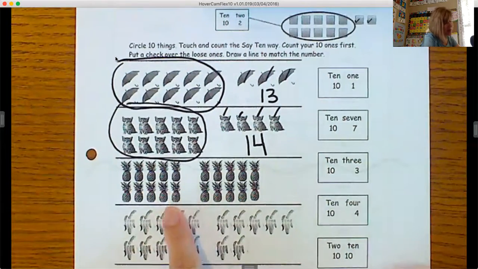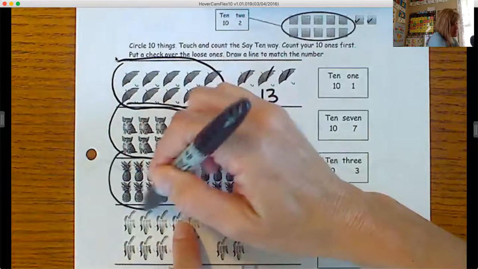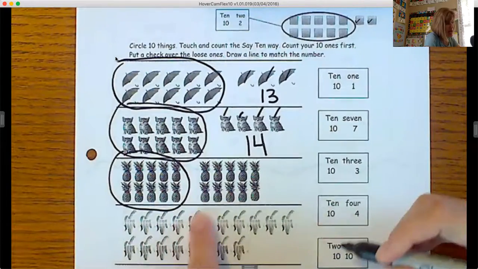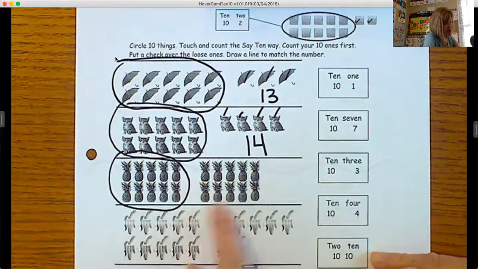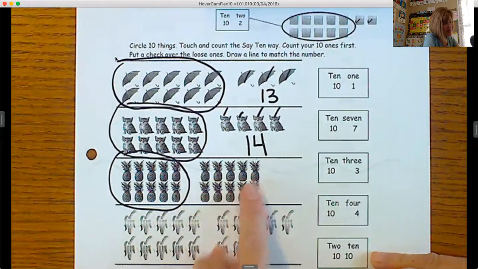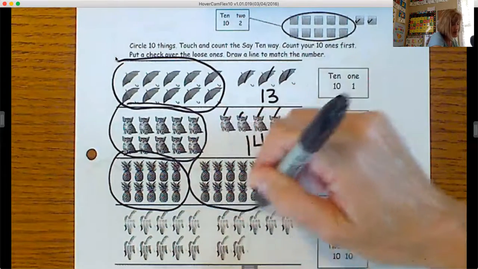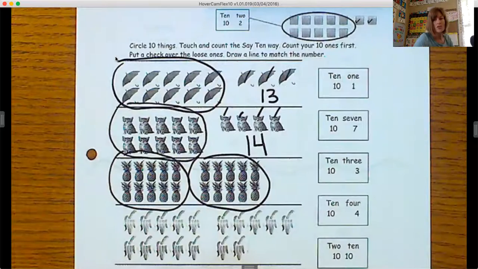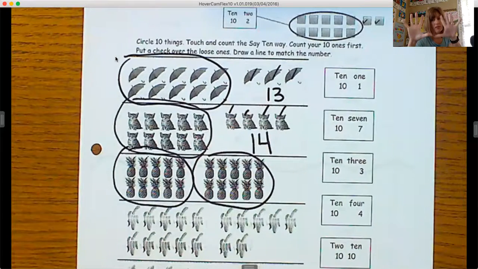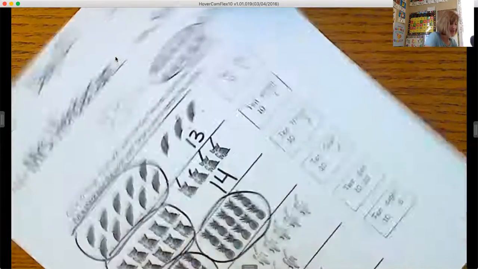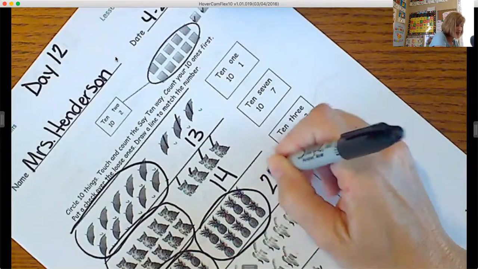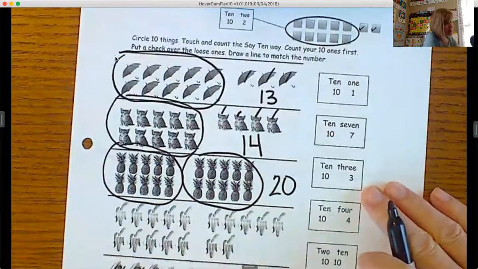Well, here's a group of 10 pineapples, and I can look at this, 1, 2, 3, 4, 5, 6, 7, 8, 9, 10, and there's another group of 10. So if I have two groups of 10, so 10, what's another 10? 20, very good. So I'm going to write 20 out here.